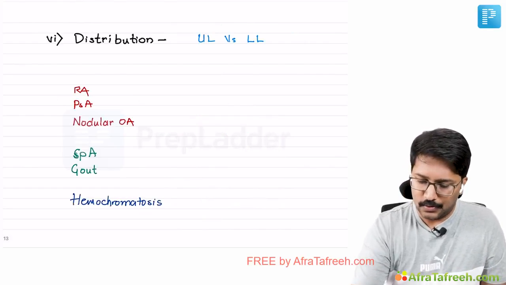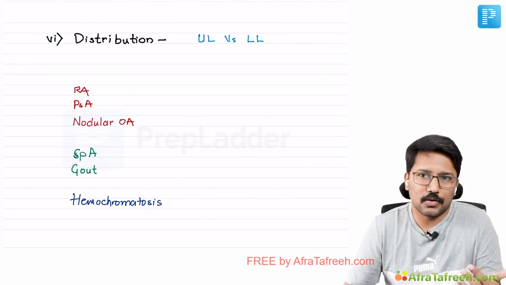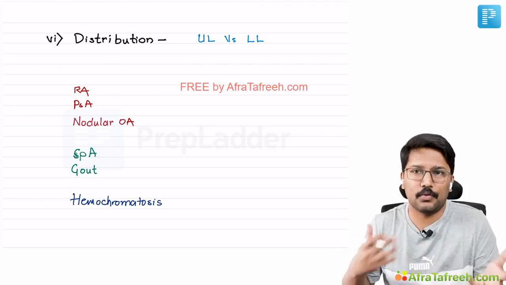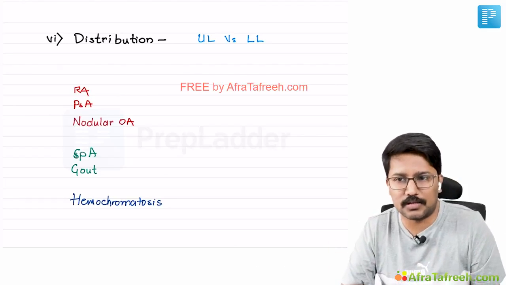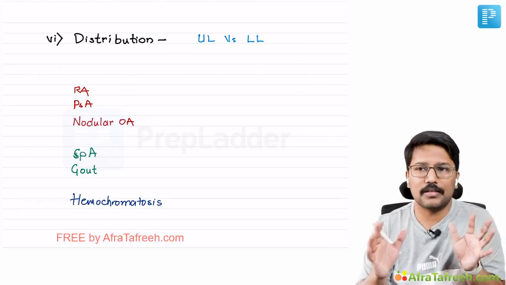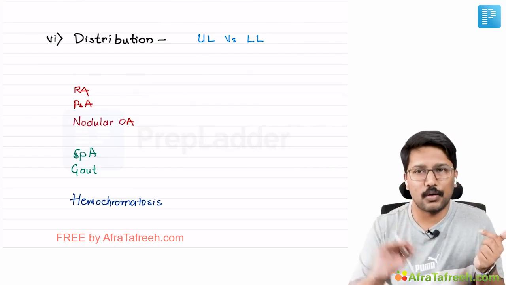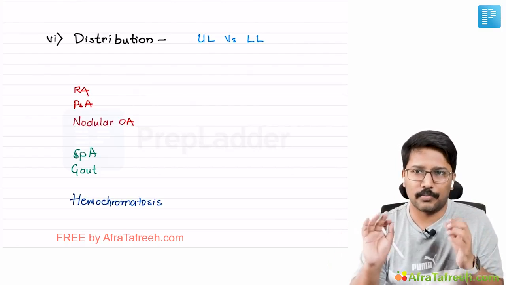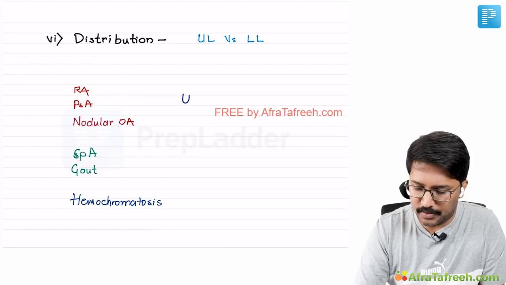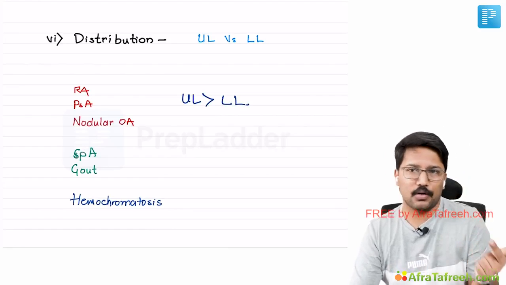Okay. Now, the distribution of joints is also particularly important because some joint disorders predominantly affect the upper limb, some joint disorders predominantly affect the lower limb, and if you know that, then pattern recognition becomes a little easier. So rheumatoid arthritis, psoriatic arthritis, and nodular osteoarthritis are the disorders where there is upper limb predominance, but remember, all these conditions can also affect the lower limb joints. Okay, I'm not saying that these are exclusive upper limb joint disorders, but there is upper limb predominant involvement in comparison to lower limb.